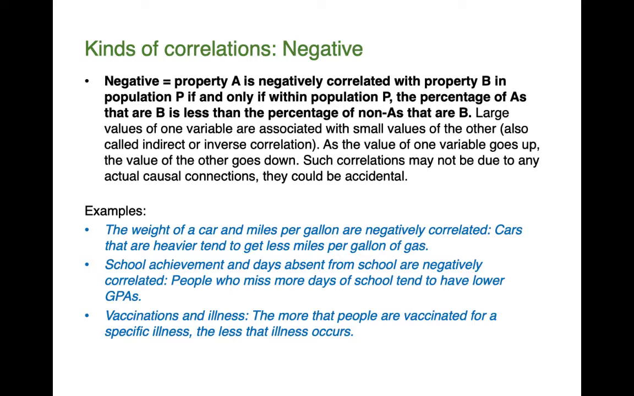To say that A could be a cause of B is true. At the same time, A could not be a cause of B is true. We have no good reason to accept one possibility over the other until we do some measurements and testing. Some examples of negative correlations here. The weight of a car and miles per gallon are negatively correlated. Cars that are heavier tend to get fewer miles per gallon of gas. Not necessarily, it's an average. School achievement and days absent from school are negatively correlated. People who miss more days of school tend to have lower grade point averages. Vaccinations and illness: the more that people are vaccinated for a specific illness, the less that illness occurs.